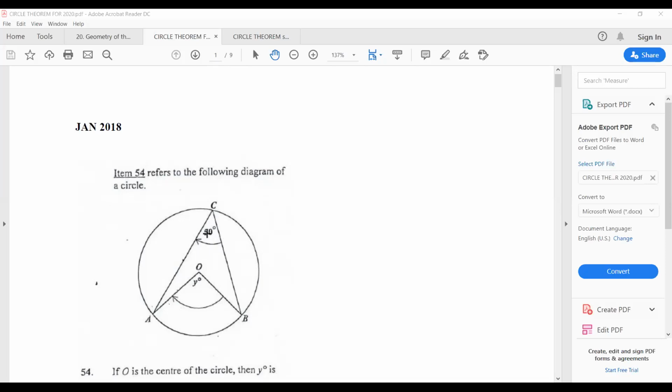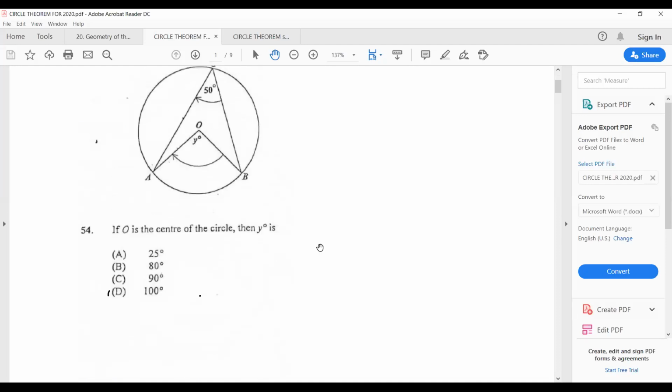That's it, one of the theorems. I'm not saying it exactly as it is, but you get the idea, right? So it's just twice the size of 50, so it's 100. So the answer for this would have been D. It was a multiple choice, by the way.